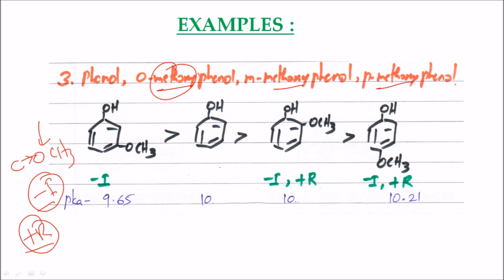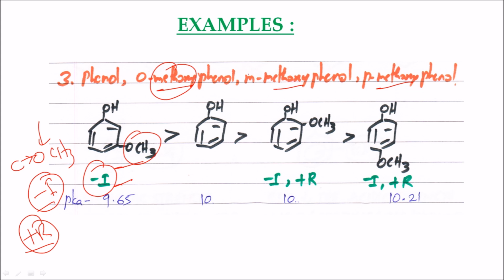As I said, if methoxy is attached to ortho and para position, then only it exhibits positive resonance effect. And if it is in meta position, there is no resonance possible, it exhibits only minus I. Now minus I is electron withdrawing, right? We already got that if you have an electron withdrawing group, that will increase acidic nature. So the most acidic compound among these will be meta-methoxyphenol, because of the minus I effect of this methoxy group.